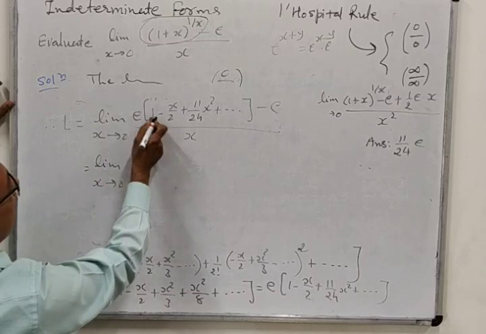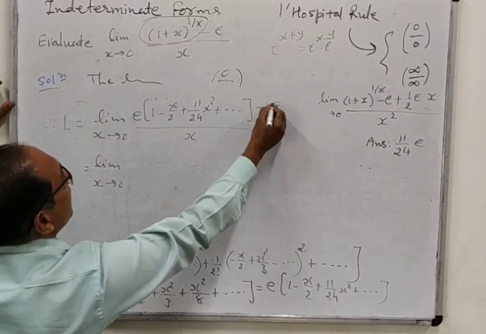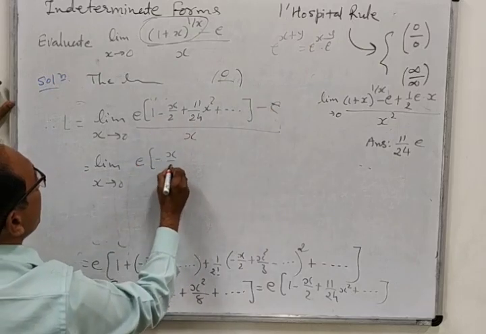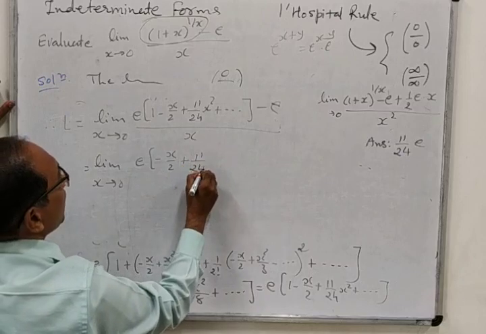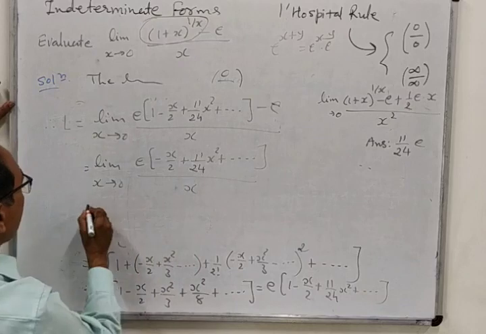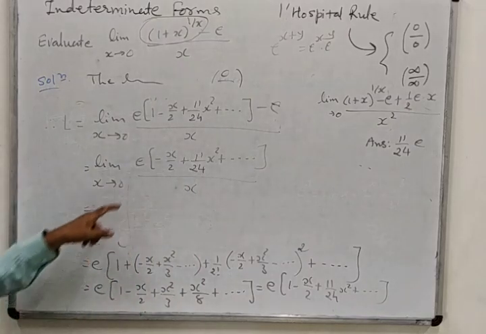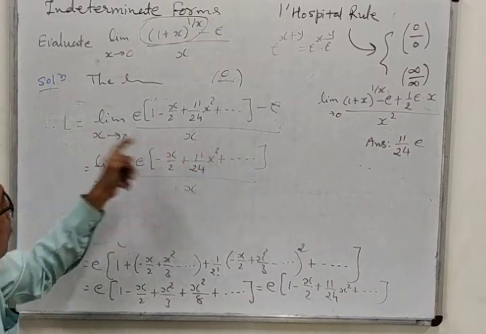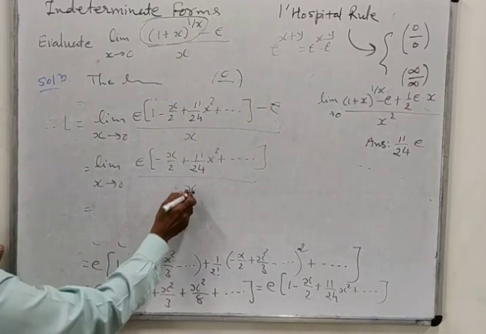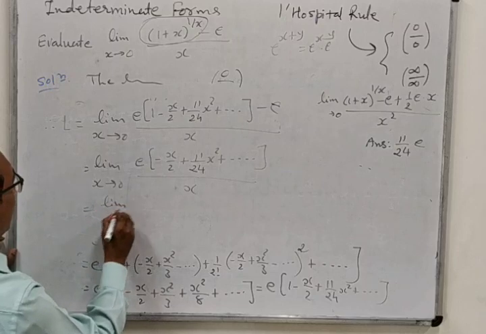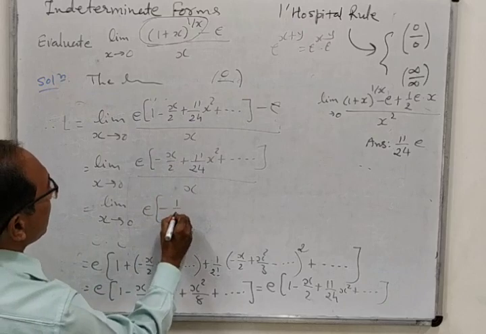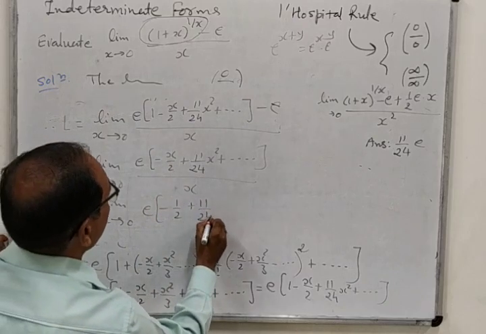If we multiply this, then e into 1 is e. E and e will be cancelled. These two e and e will be cancelled. So it will become minus x by 2 plus 11 by 24 x square plus dot dot dot whole divided by x. But again you know that x will come outside from all these terms, because every term plus dot dot dot contains x. So this x and x will be cancelled. So we will have limit e, this x and x will cancel, so it is minus 1 half plus 11 by 24 x.